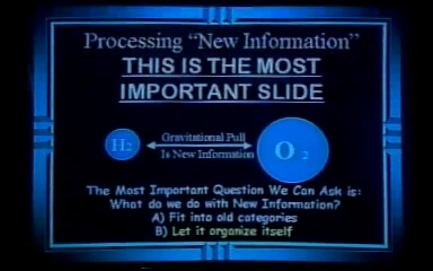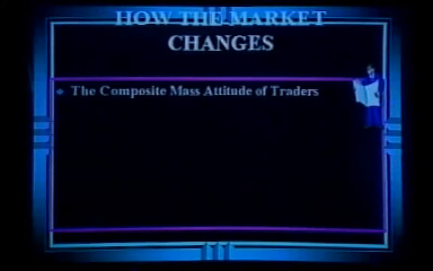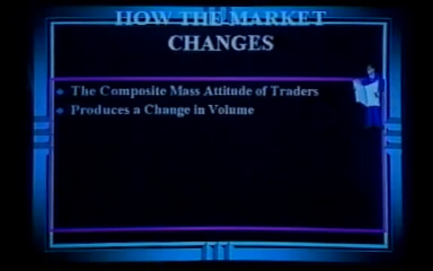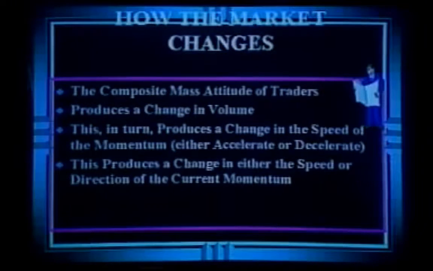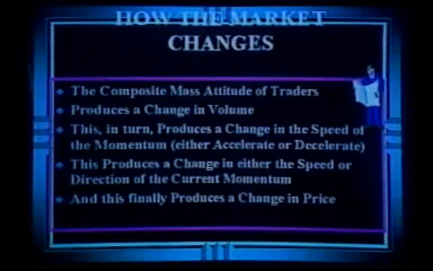One of the most important things we can also understand is how the market changes. In time, how does it change? The first thing that happens when the market changes, or before the market changes, is that there's a movement in the composite mass attitude of traders. We either get more bullish or more bearish. When that happens, we enter the market, and that produces a change in volume. When the volume changes, that in turn produces a change in the speed of the momentum. It will either accelerate or decelerate, and that produces a change either in the speed or the direction of the momentum. And remember our illustration of the bowling ball last week. And then finally, that produces a change in price. So what we want to do is get up this scale so that we trade in front of the change in price.